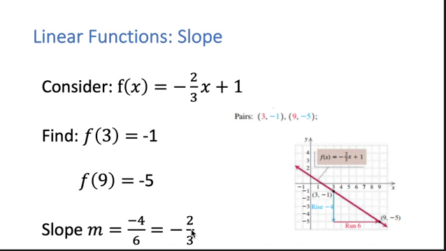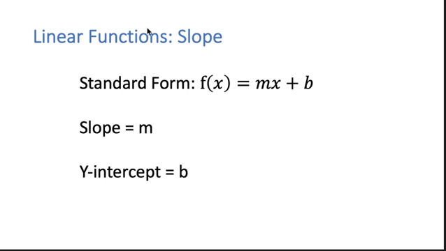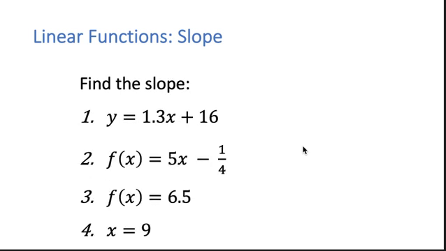So the slope is -2/3. Hey, doesn't that look familiar? So you see how the M value in our function is the slope. So when we have a linear function in standard form, the slope is going to be equal to M, and the y-intercept is going to be equal to B. Okay, so let's real quickly go through 4 examples.